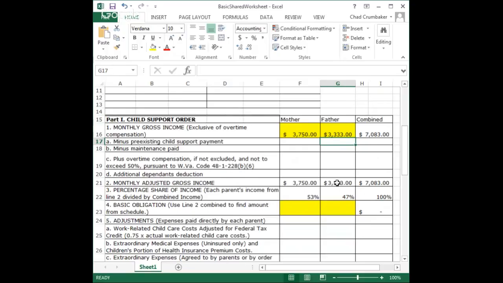So if there's a child from a first marriage and there's a child support payment, and now we're calculating the second one, we would put that pre-existing payment in these columns. If the mother had it, or the father had it, we would reduce that monthly gross income by that, because it's all based on ability to pay. We would subtract that out.